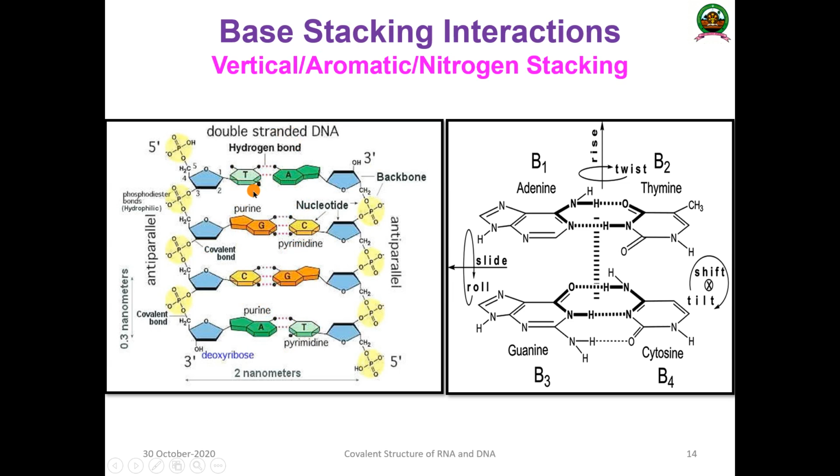That is due to what? The vertical bases. Thus it is known as vertical base stacking, and that is also due to the aromatic 6-membered rings. That is why it is known as aromatic base stacking. That is mainly due to the nitrogen, thus it is also known as nitrogen stacking. All the terms are the same.